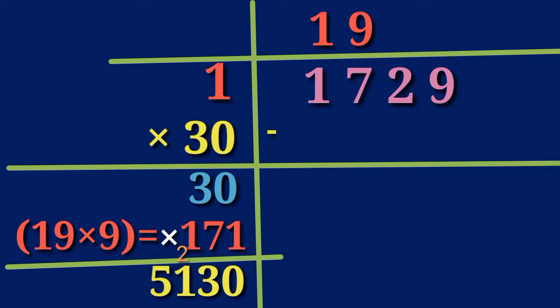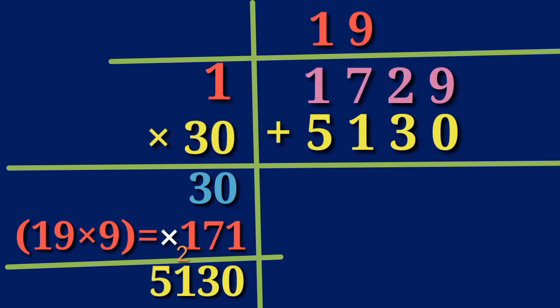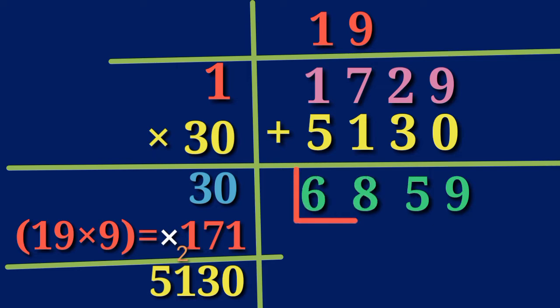Add this value, 5130, in 1729. 9 plus 0 is equal to 9, 2 plus 3 is equal to 5, 7 plus 1 is equal to 8, 5 plus 1 is equal to 6. 6859 is the cube of 19.